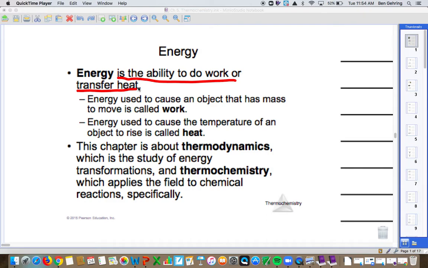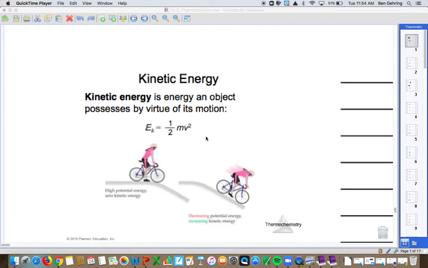And if we use energy to move something, we call that work. So if we move an object using energy, we call that work. If we change the temperature in an object, we call that heat. We'll talk more about those shortly. This chapter is going to talk about thermodynamics and therefore thermochemistry, which applies to your chemical reactions specifically.